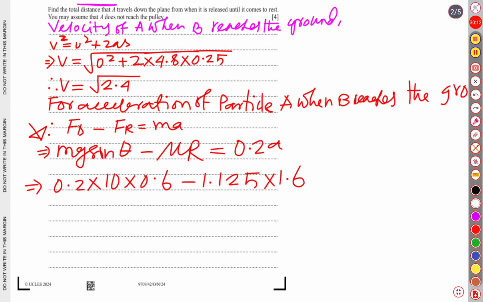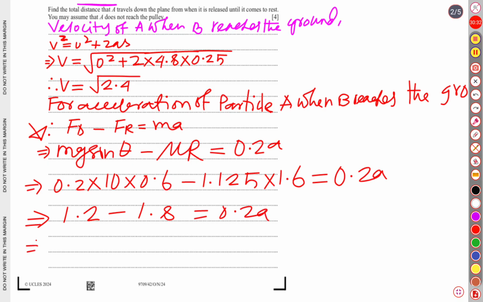1.6 equal to the right side, which is 0.2a. We are to find the acceleration. Let us multiply: it is 2 and 0.6, giving 1.2, minus, if we multiply 1.6 and this, it is going to be 1.8 equal to 0.2a.